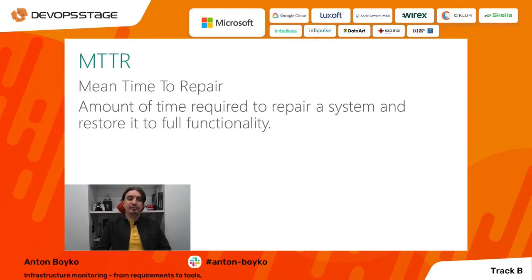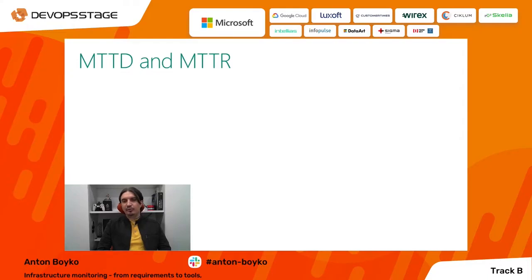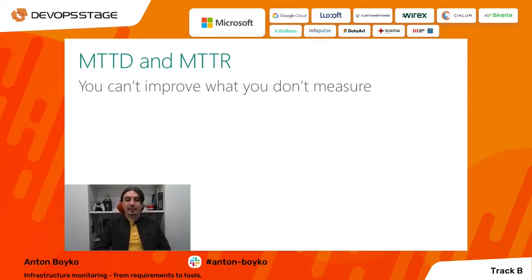Additionally, the other metric is called MTTR, which stands for mean time to repair, a metric which looks more or less similar to the previous one. So yeah, this is the amount of time required to repair the system and restore its functionality. When you start measuring those two metrics, one important thing is that you always need to start measuring them in advance, before you proceed with your implementation.